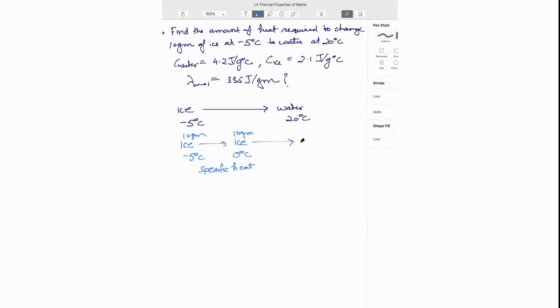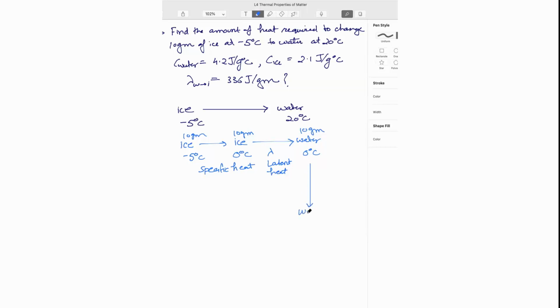So for the phase change of ice, lambda is required. That is the latent heat. Latent heat is required, so now ice is converted to water, and that is at 0 degrees centigrade. As I told you, any phase change happens at the same temperature. That is 10 gram of water at 0 degrees centigrade. Now we need to raise the temperature of water to 20 degrees centigrade.